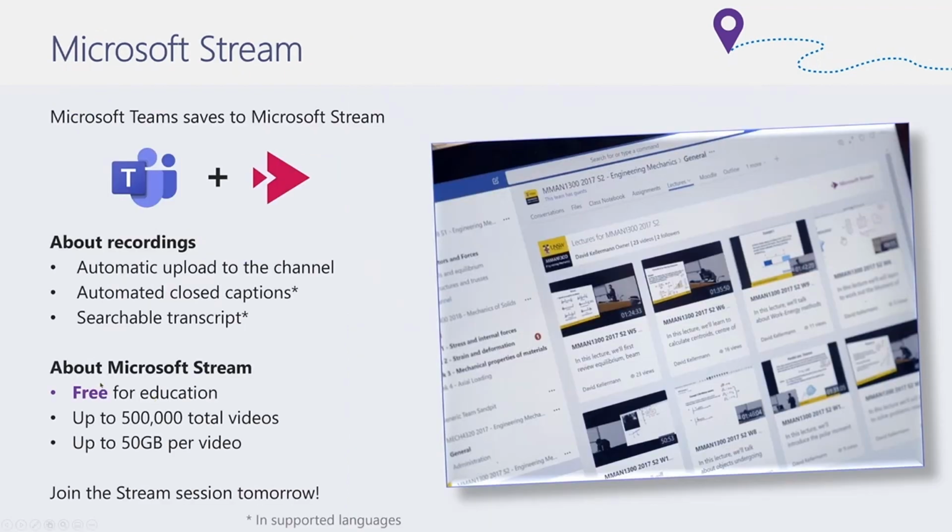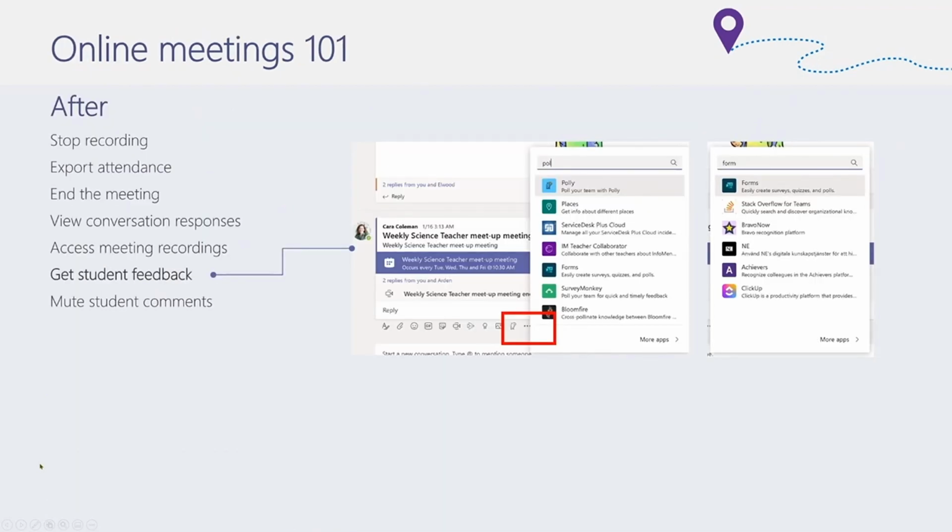We know that Microsoft Teams saves directly to Microsoft Stream, and we'll be talking a bit about that tomorrow, but it's just to know that those recordings are uploaded to the channel, with automatic closed captions and a searchable transcript in the supported languages that are currently available. And for education, we need to know that Microsoft Stream is free and we can host up to 500,000 total videos, and it's 50 GB per video that you're able to upload at that particular time. And as we mentioned, we've got a bit more going on about Stream tomorrow, so please come and join that session so we can talk a little bit more about that.